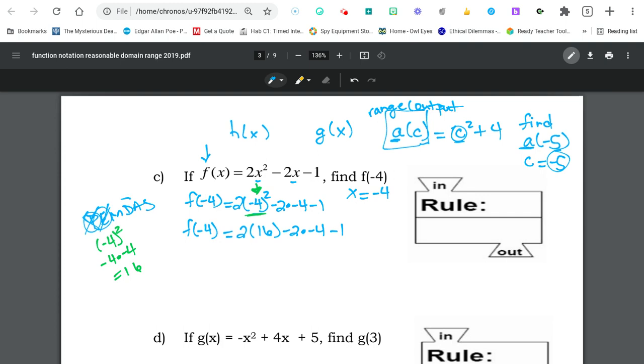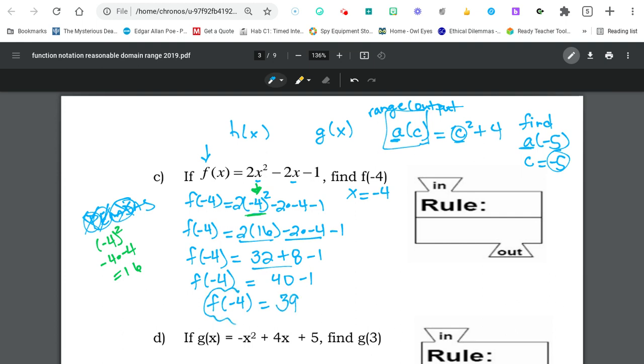Okay, exponent's gone. Now move on to multiplication and division. I see multiplication, no division. I'm going to work it from left to right. 2 times 16 is 32. Negative 2 times negative 4 is positive 8. Minus 1. Okay, multiplication and division gone. Now I just do addition and subtraction. You can do it from left to right. So that's 40 minus 1. So when I put in negative 4 in the place of x in that function, I get out 39. So f of negative 4 equals 39.